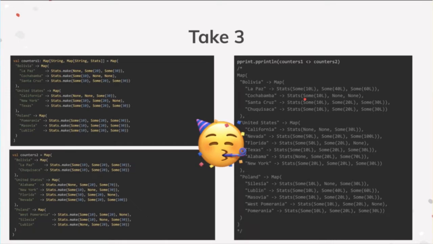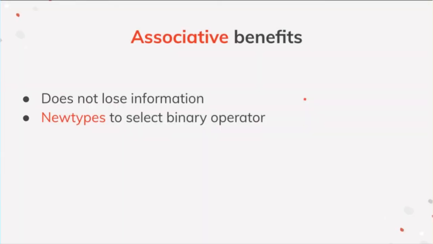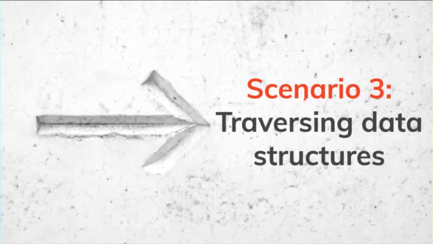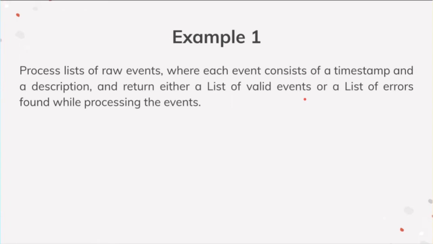So on our first attempt to solve the problem, we have the following. We have an event case class, which has a timestamp of type long and a description of type string, and we need to validate them. This is very similar to what we had in the validation scenario. For validating, I'm just returning eithers. So validate timestamp returns an error message if the timestamp is negative, or a long if the timestamp is a positive value. Something similar for description. So here again, I'm using the either data type.